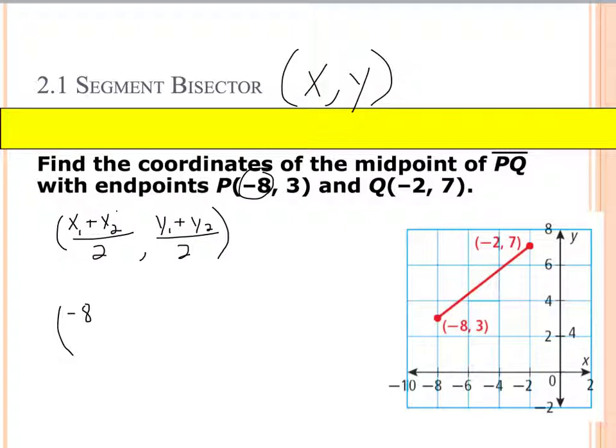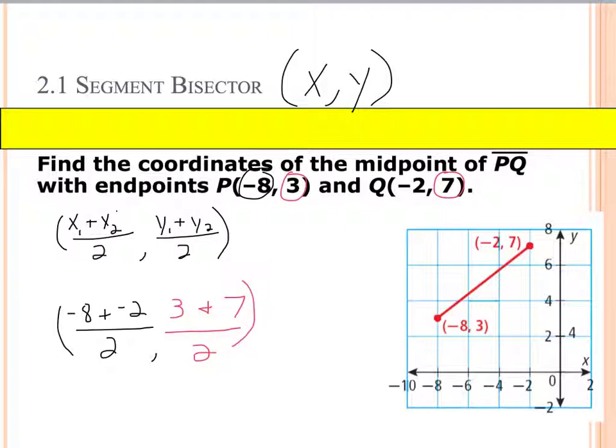So what's our X coordinate in point Q? It is going to be -2. So we're adding between these two. Okay, we're always adding the X coordinates and then dividing by 2. Then we are going to add the Y coordinates. Y coordinate of point P is going to be 3 plus point Q is 7. 3 plus 7 all over 2.